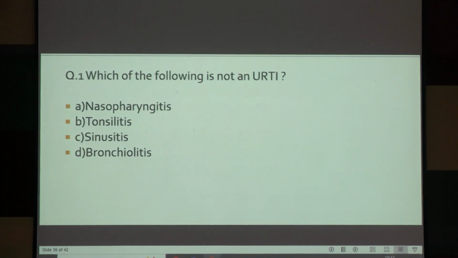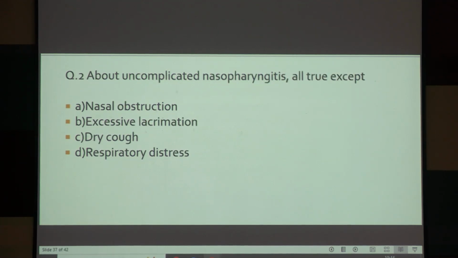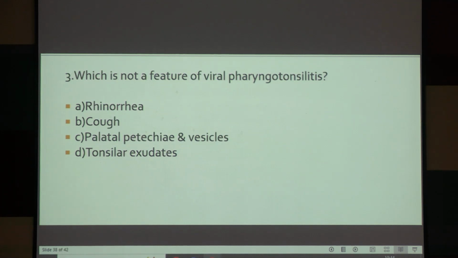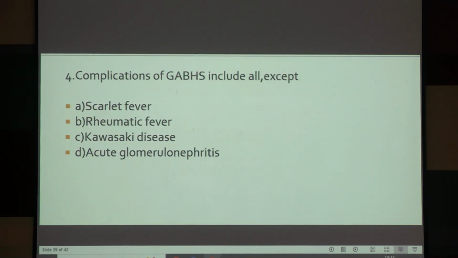Which of the following is not an upper respiratory tract infection? Bronchiolitis, right. Then, uncomplicated nasopharyngitis, all are true except respiratory distress. Then, which is not a feature of viral pharyngotonsillitis? Exudates. Complications of group A beta hemolytic streptococci? Kawasaki.